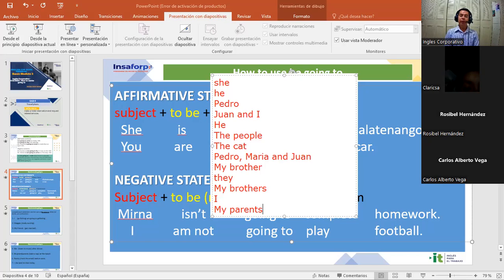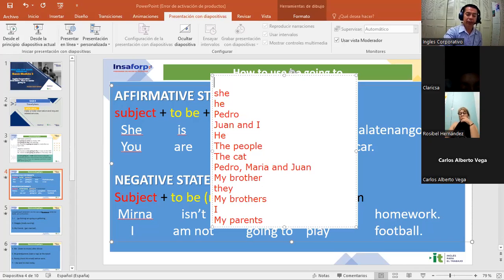We're talking about the verb to be. Estamos hablando del verbo to be en presente, ¿ok? And the verb to be has three forms.